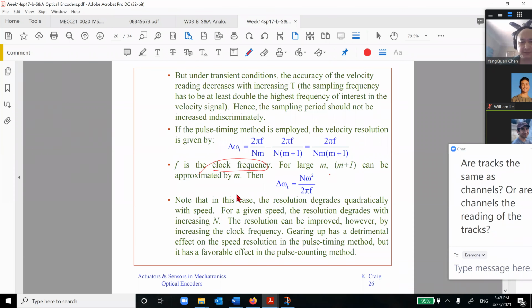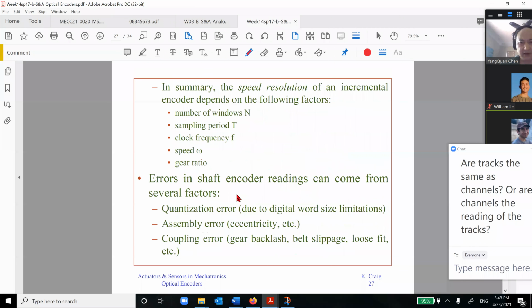So here, speed resolution depends on the windows, sampling period, clock frequency, gear ratio, and your actual speed. So the speed resolution is a little bit more complicated than the displacement resolution.